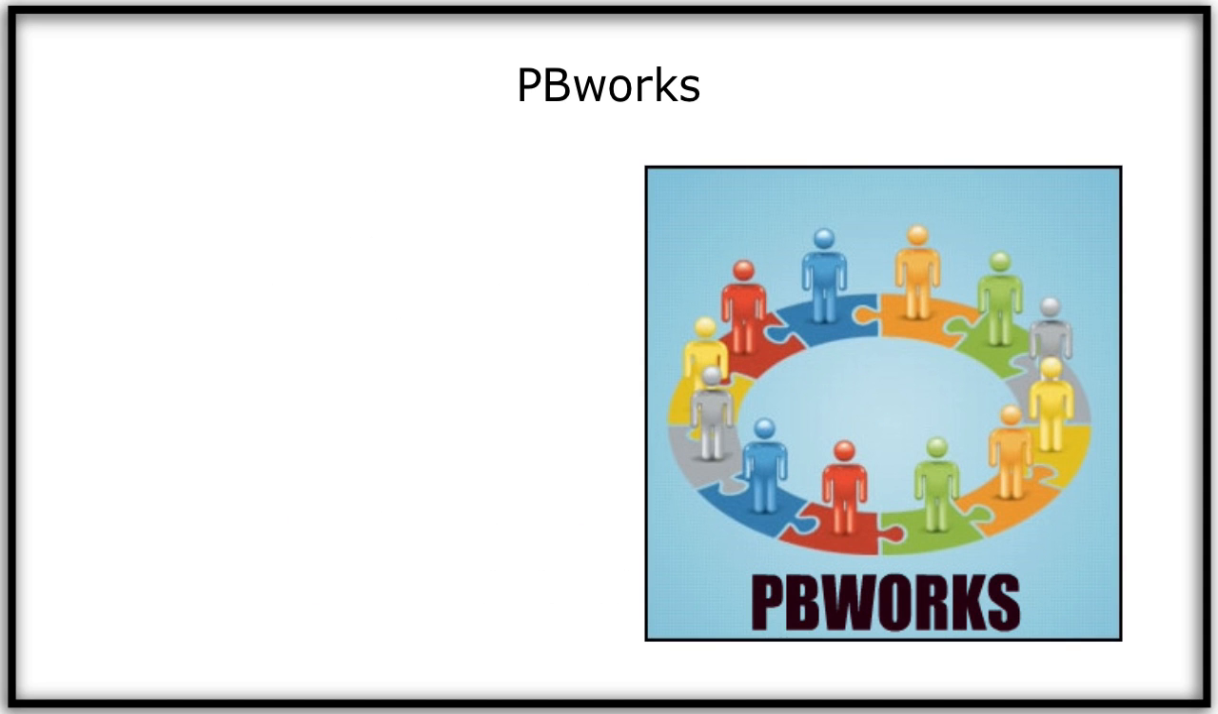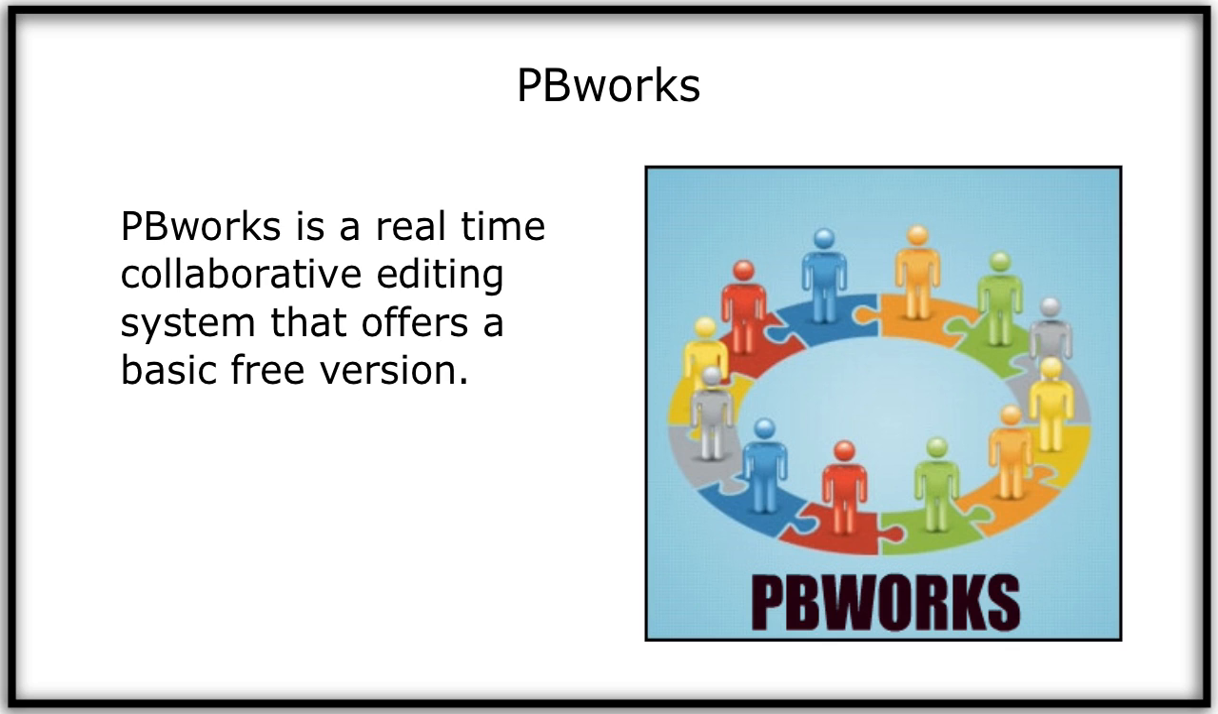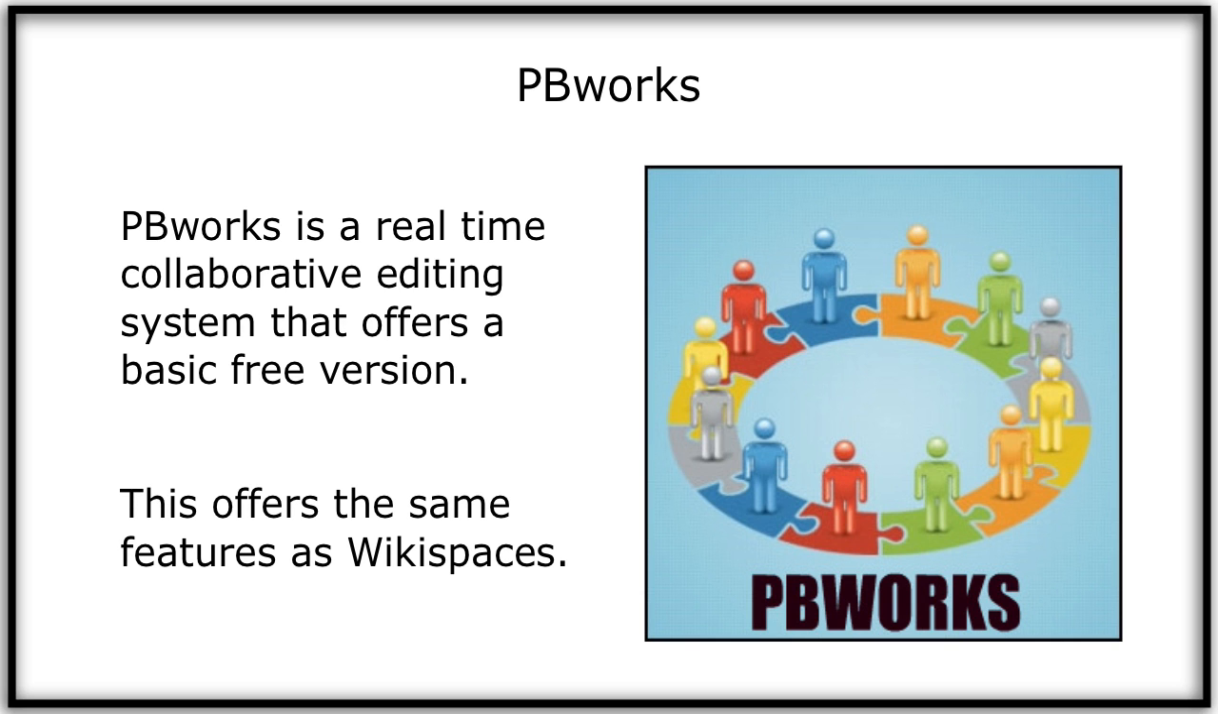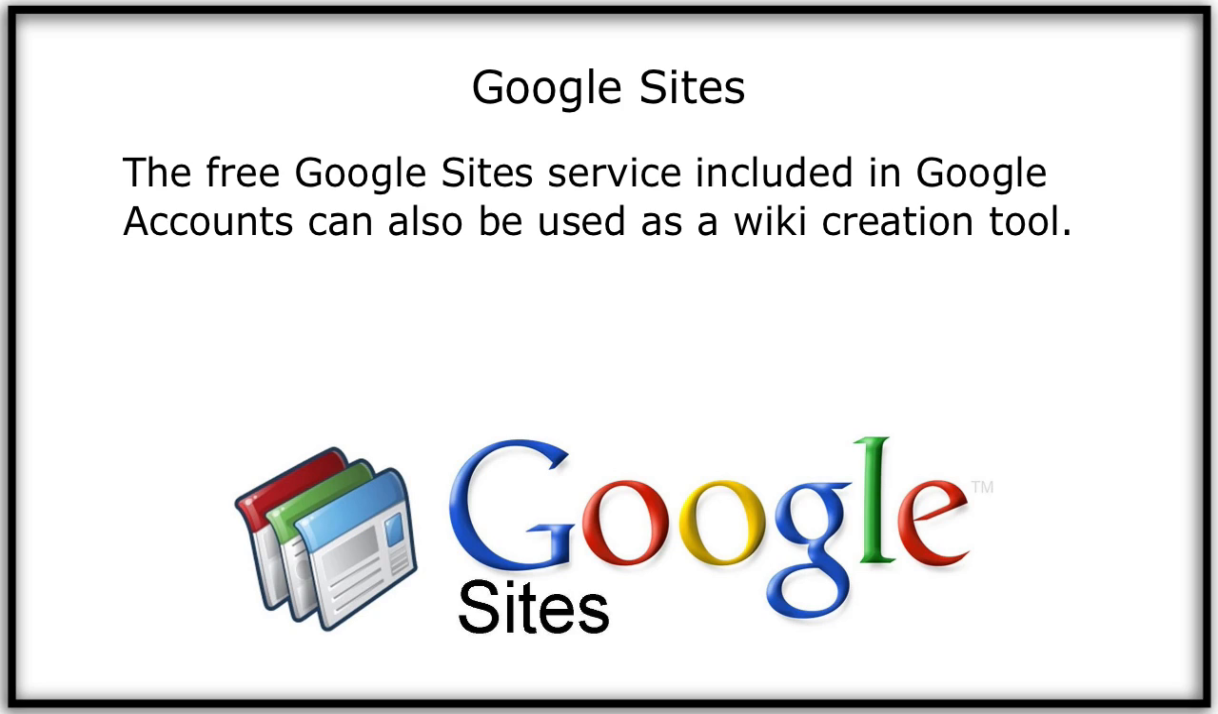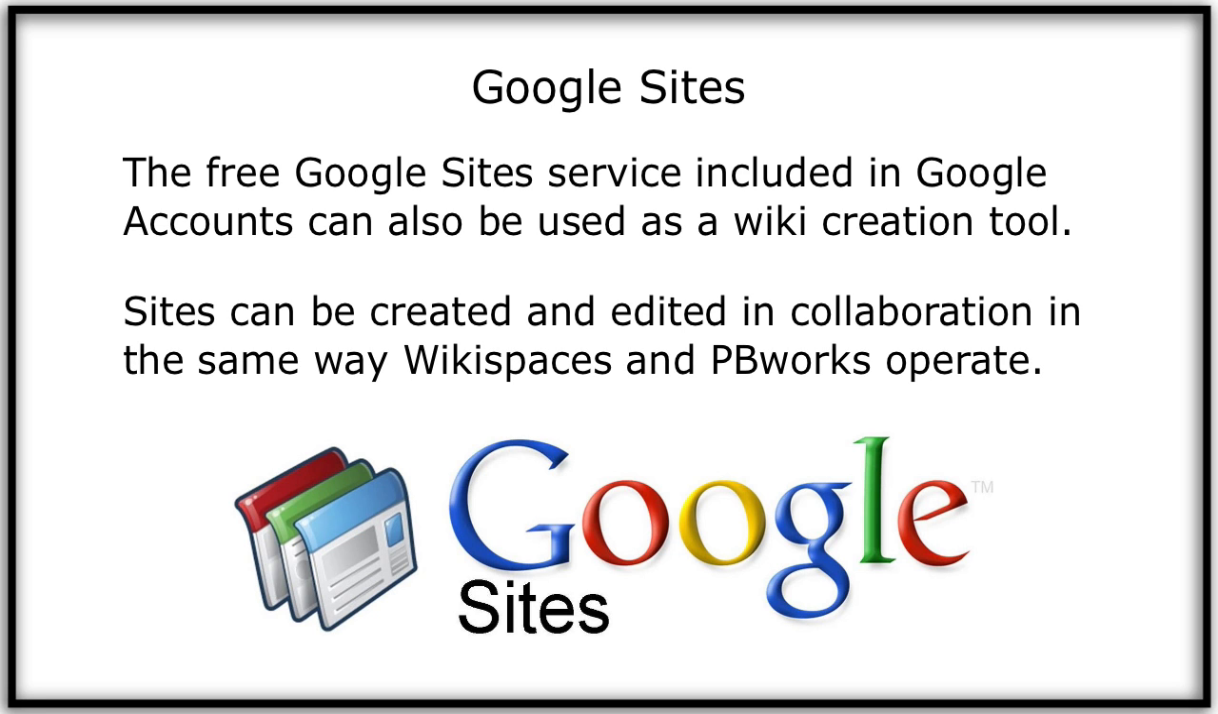PBWorks. PBWorks is a real-time collaborative editing system that offers a basic free version. This offers the same features as Wikispaces. Google Sites. The free Google Sites service included in Google accounts can also be used as a wiki creation tool. Sites can be created and edited in collaboration in the same way Wikispaces and PBWorks operate.